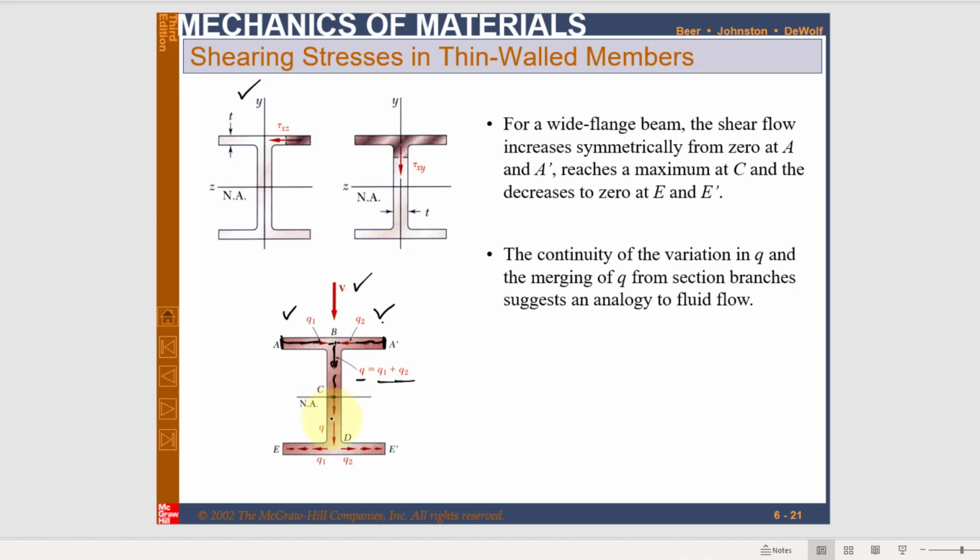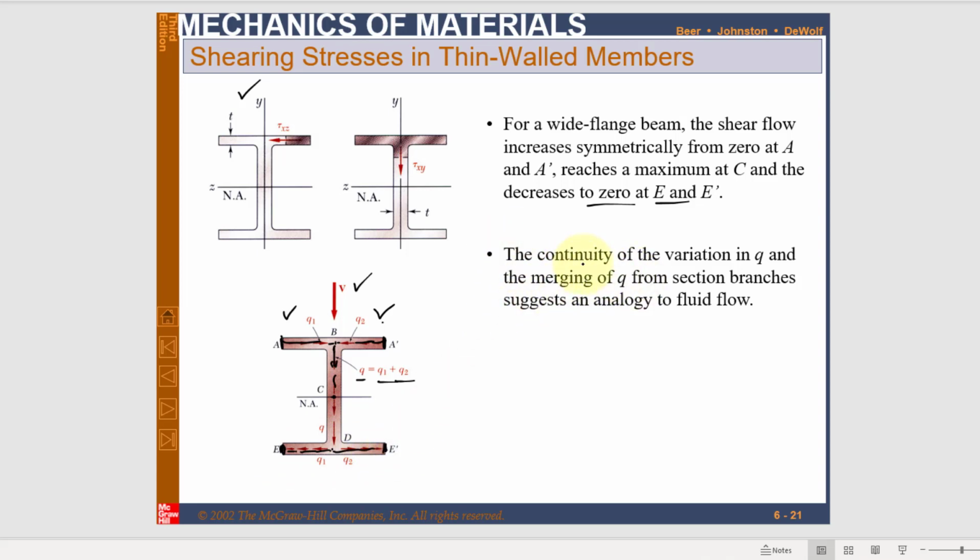And when it moves from point C to D, after reaching point D it will split into two, moving from D to E and D to E dash, and at point E dash and E the shear flow or shear stress will be 0. So for a wide flange beam, the shear flow increases symmetrically from 0 at A and A dash, reaches a maximum at C, and then decreases to 0 at E and E dash.